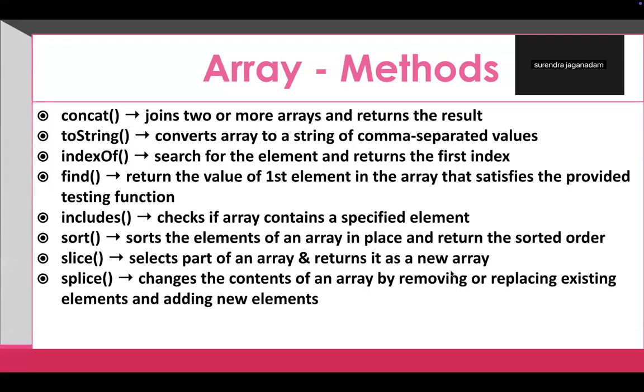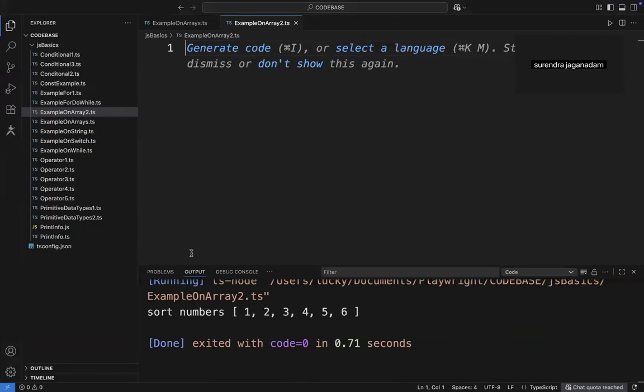So, guys, as part of this session, I'm going to talk about how exactly we can do various sets of methods or operations on a particular array. These are the quite commonly used methods: concat, toString, indexOf, find, includes, sort, slice, splice, all these methods. Let us see them one after the other with some quick examples.